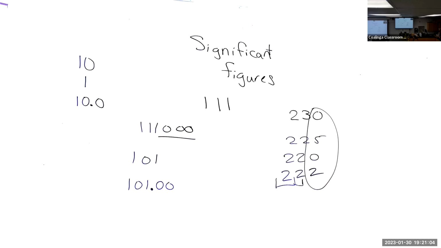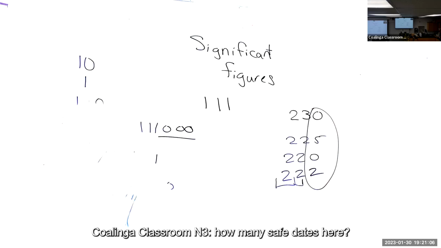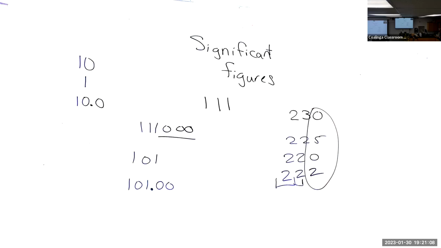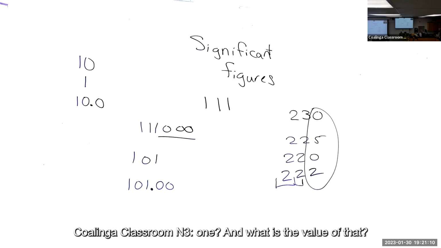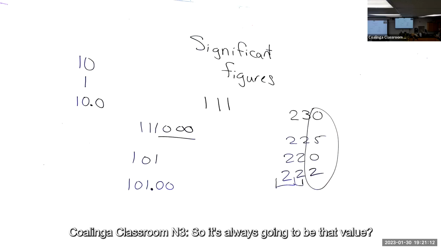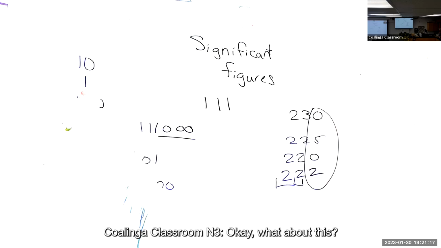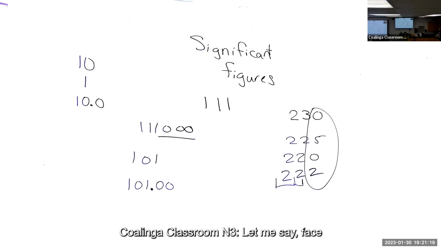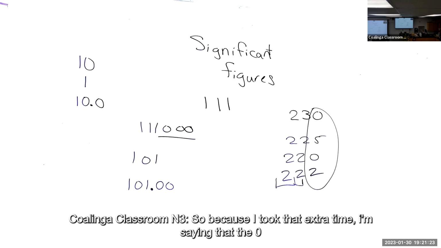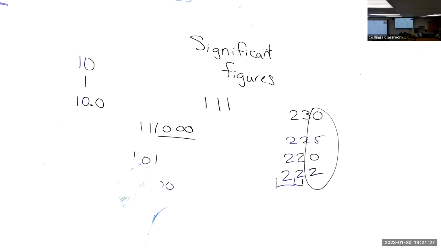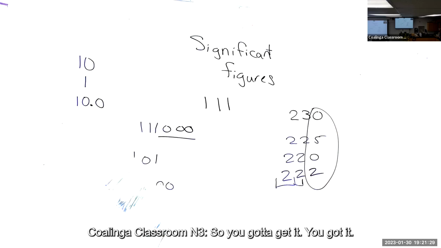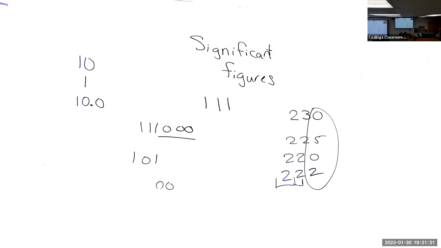Okay. Now, how many sig figs here? 1. That's right. And what is the value of that? 1. So it's always going to be that value. It's still 1. Okay. What about this one? How many sig figs? 3. So because I took that extra time, I'm saying that the 0 is important, right? So you got to pay attention to it. You got to write it down. You got to keep track of it.